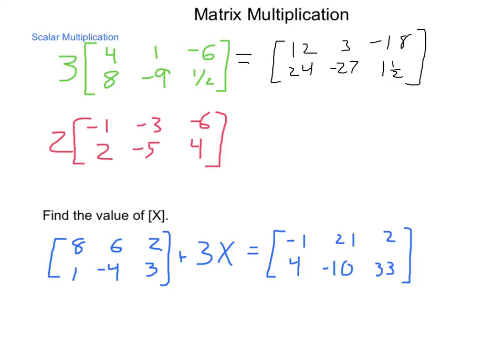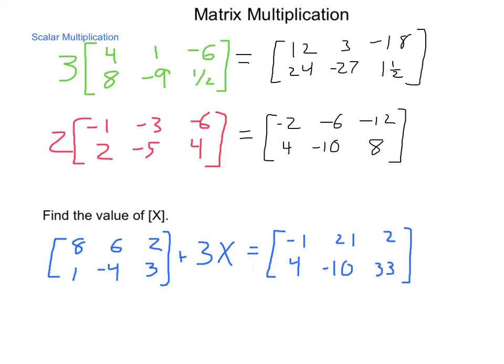So again, another example here. Going through and distributing this 2 across the matrix. 2 times negative 1 is negative 2. 2 times negative 3 is a negative 6. 2 times a negative 6 is a negative 12. Next row, 2 times 2 is 4. 2 times negative 5 is a negative 10. And 2 times 4 is 8.